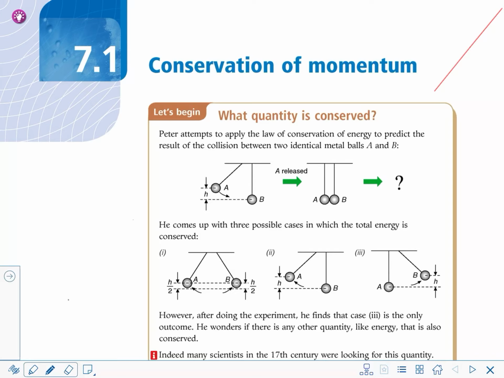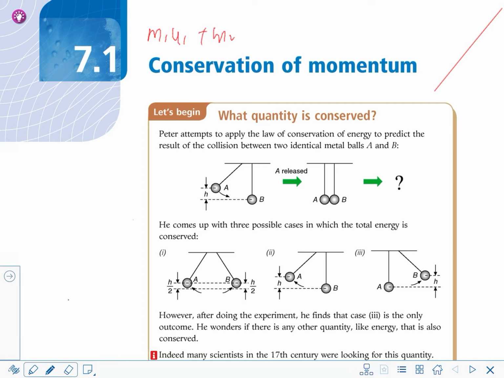Today we'll have a quick revision for chapter 7. For Form 4 students, you have learned chapters 1 to 10 in textbook 2. Actually, chapter 7 is quite important. For chapter 7.1, conservation of momentum.